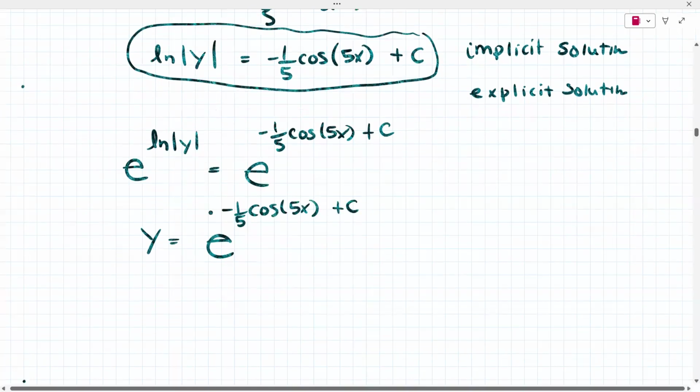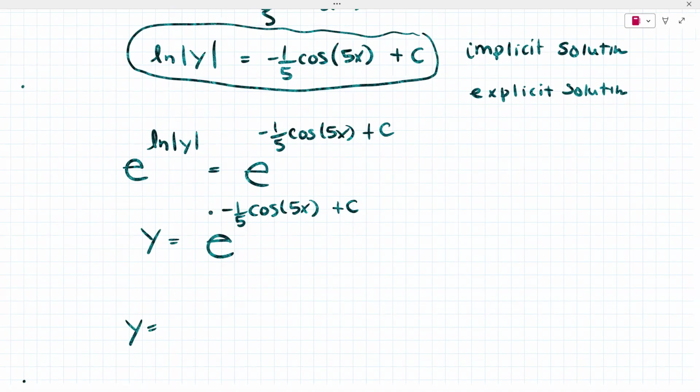Can we simplify this? I think you can, right? Remember, when you're multiplying with the same base, you're adding. For example, a^n times a^m is equal to a^(n+m). Or you could think of it as x^3 times x^2 is the same thing as x^5. So when you're multiplying with the same base, you're adding.